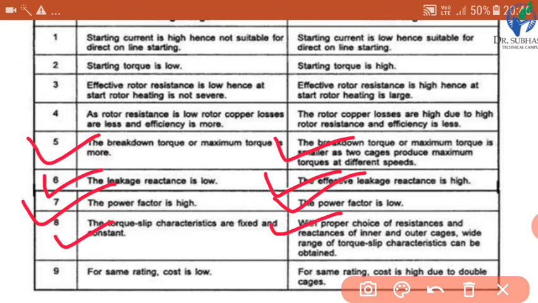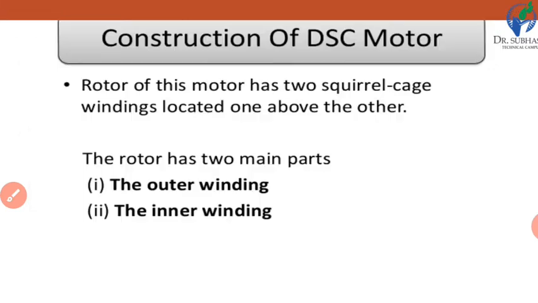For the same rating, cost is low in single cage motors, and for the same rating, cost is high in double cage motors. It is an obvious thing: if there are double cages, it means more material is used, so cost also increases. So these are the differences and comparisons between single cage and double cage motors.